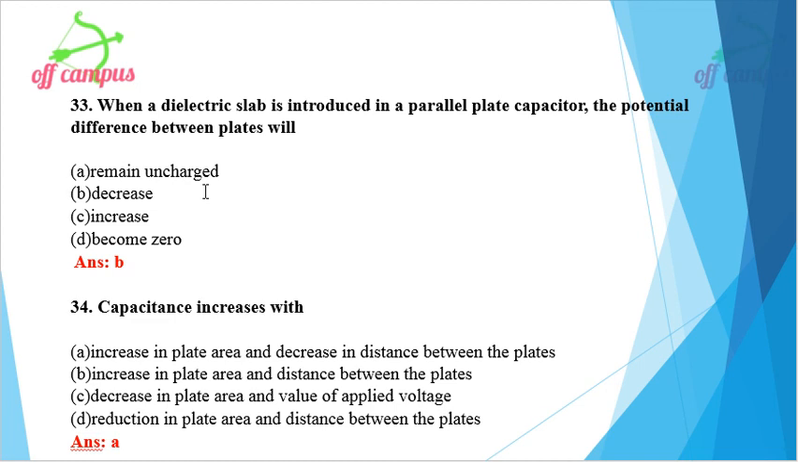Capacitance increases with, so we know the capacitor formula C equals epsilon A by D. A is in the numerator, so it is directly proportional. Distance is in the denominator, so it is inversely proportional. So when capacitance increases, it means an increase in the plate area and a decrease in the distance between the plates. From this relation C equals epsilon A by D, we can identify which one is correct. So option A, increase in the plate area and decrease in distance between the plates, is the right option for this problem.